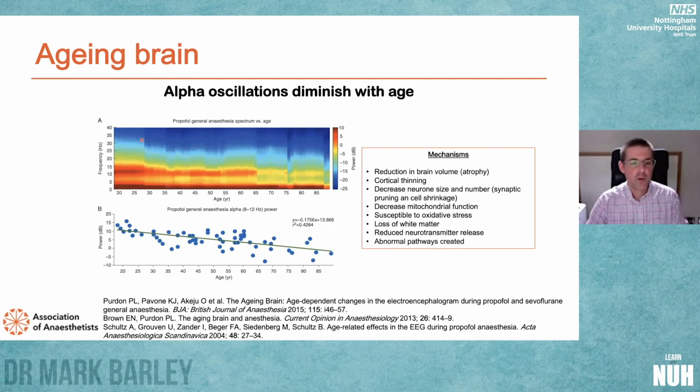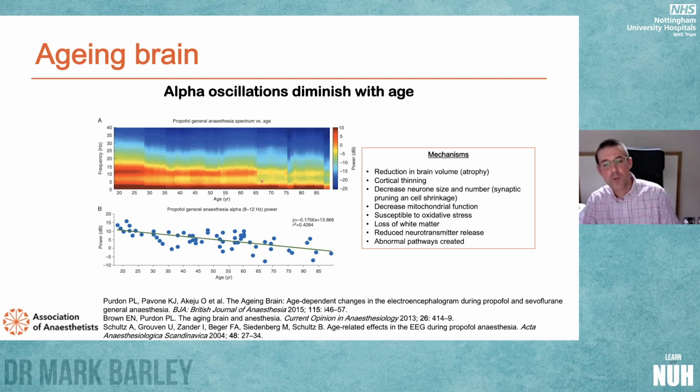Now, this is something called a coherogram. These are patients of all different ages from around about 18 all the way up to 90. And this is a single density spectral array for each of these age groups taken during the maintenance phase of anaesthesia that shows us how that alpha power starts to fall with increasing age. And once we get to around about 69, 70, there's a statistically significant reduction in alpha power with increasing age. And the mechanisms for this I've listed here.